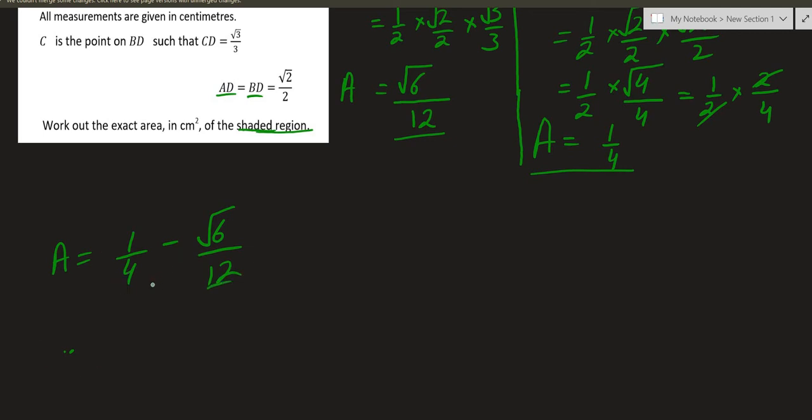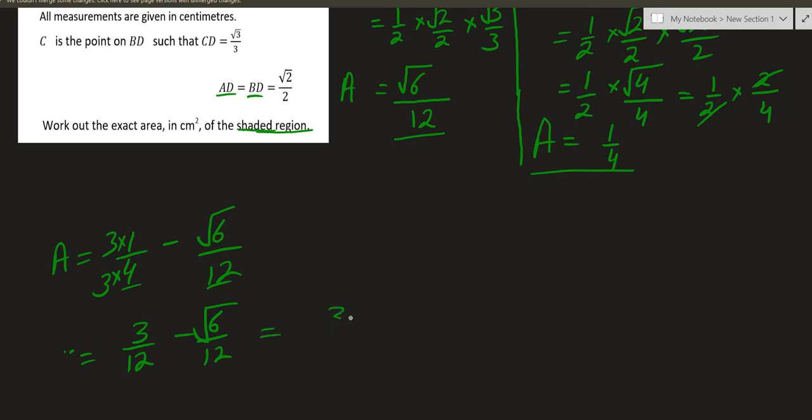So this is 12, this is 4. Again, same fraction, don't be confused. I'm going to times this by 3 and times this by 3 as well to get the same denominator. So this is going to be 3 over 12 minus 6 root 6 over 12. So this is going to be the same denominator.